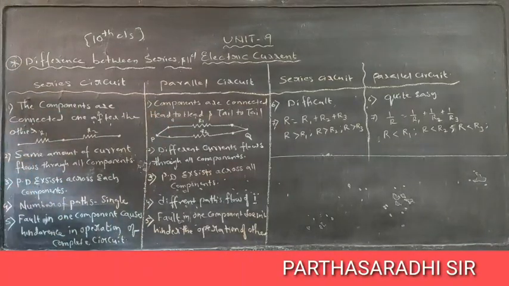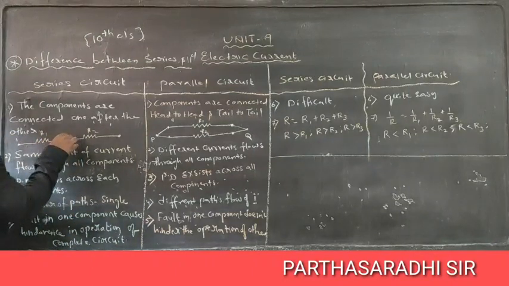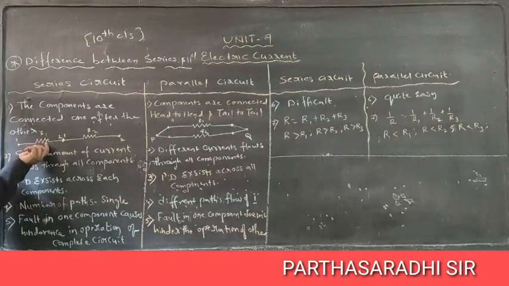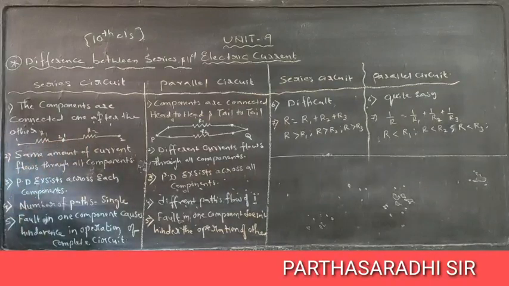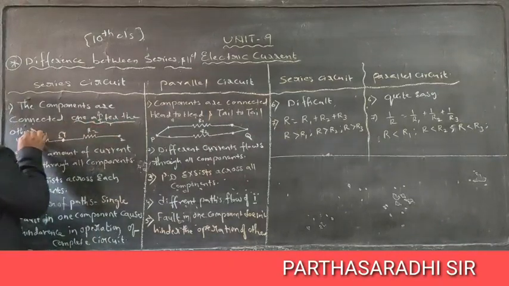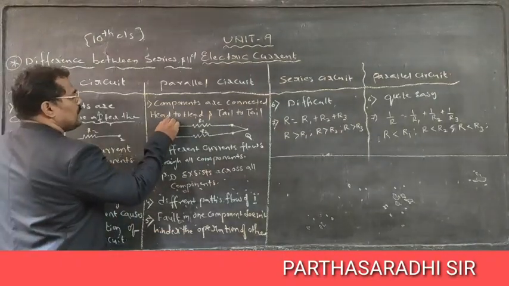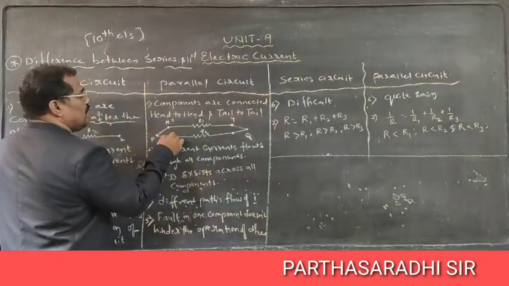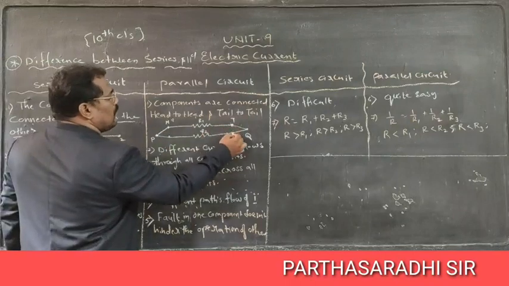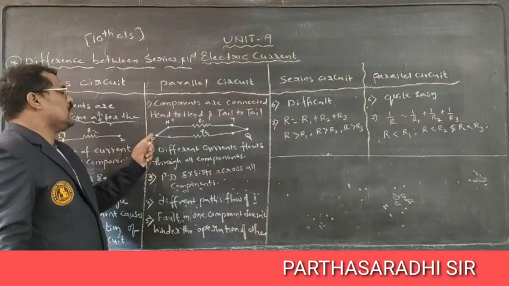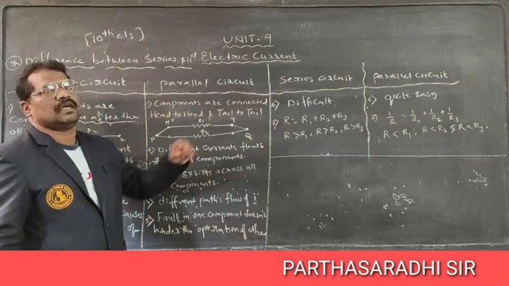When it comes to series connection, if I am taking resistance wire R1, first terminal, second terminal, first terminal, second terminal, the components, the resistance wires, are connected one after the other. The second terminal is connected to the first terminal, that is, one after the other. But here, if it is head and if it is tail, all heads are connected at one point and all tails are connected at another point. The components are connected head to head, tail to tail.